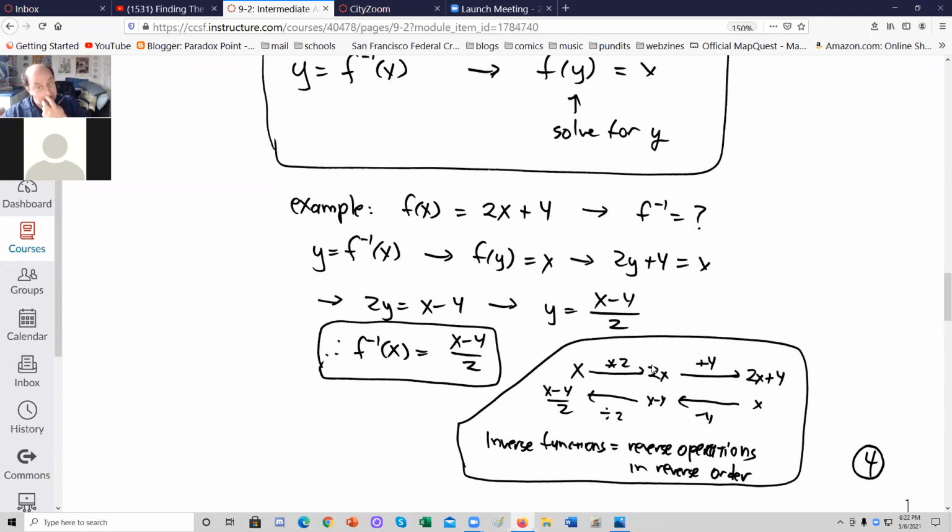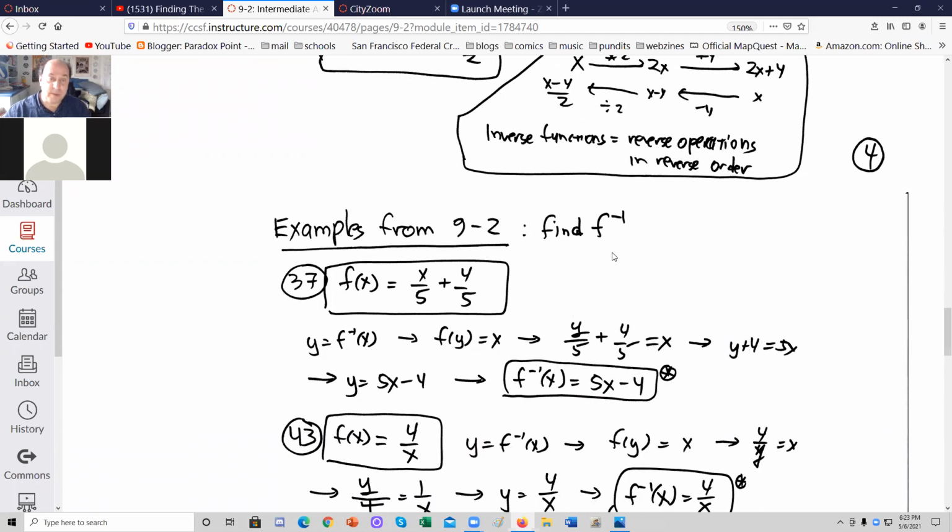Now notice something here. Looking at 2x plus 4, what does it do to x? Well, it takes x, doubles it, 2x, adds 4, 2x plus 4. Now this inverse function, what does it do? It takes x and subtracts 4. That's x minus 4. Then takes half of that, x minus 4 over 2. Here we have doubling, here we have halving, here we have adding 4, here we have subtracting 4. So this inverse function is opposite operations in the opposite order.